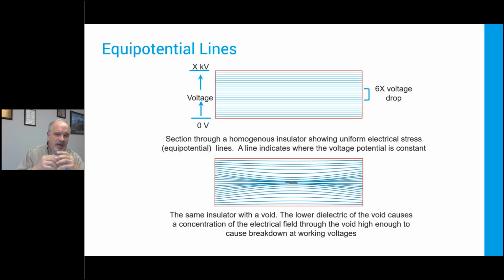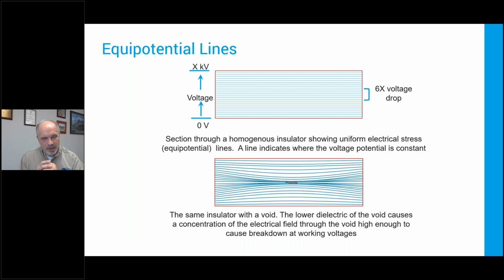Why does this occur? Say I've got insulation, I've got this nice solid insulation. Why would this occur? The reason is whenever you have a change in the dielectric constant of a material, that changes the electrical distribution. So this top picture, I'm showing a homogeneous insulator. I've got my equipotential lines, which are the blue horizontal lines. The voltage drop is consistent all the way through the material.